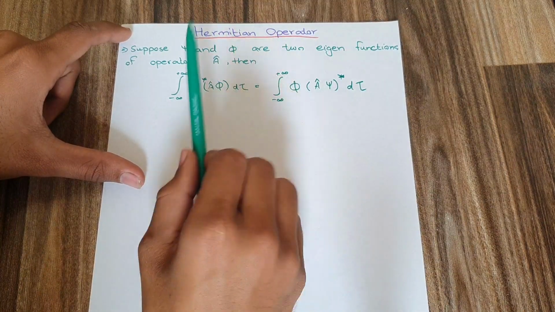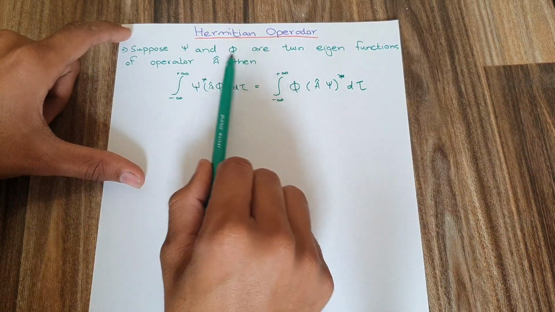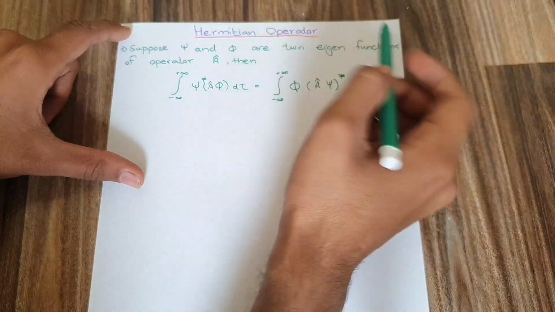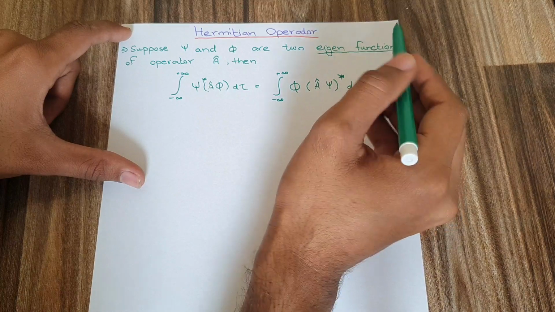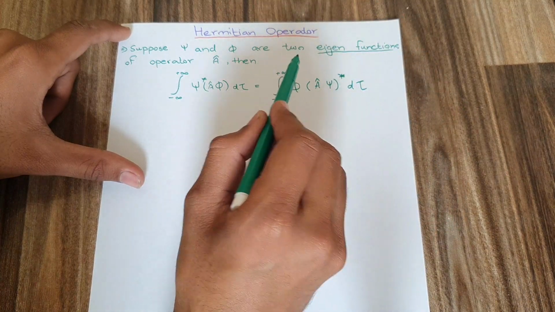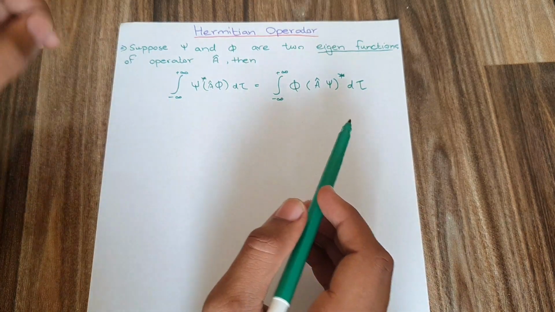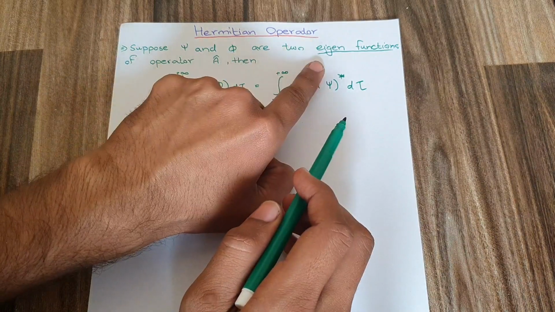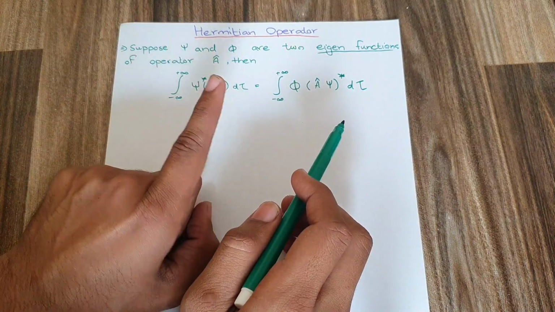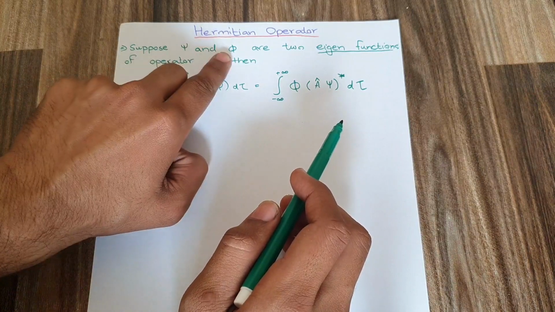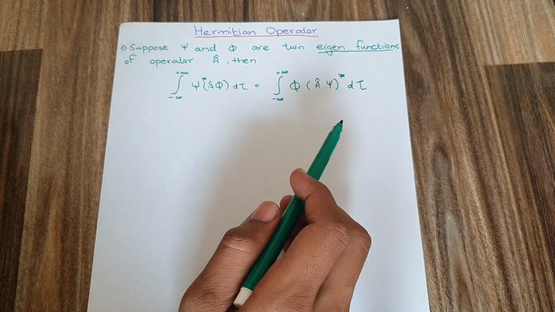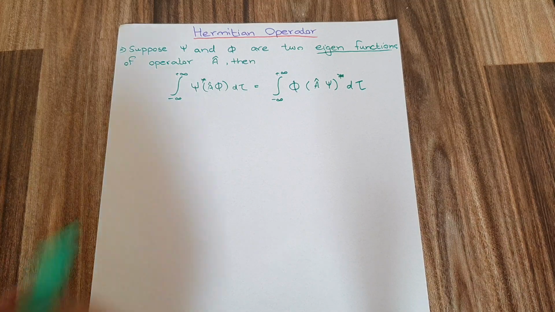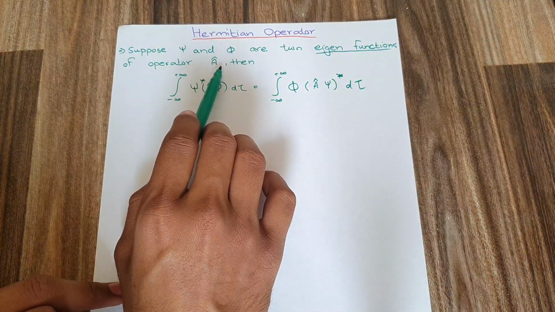First of all, you need to consider two functions, psi and phi, and note that these two functions are eigenfunctions. Eigenfunctions are functions that are repeated after the operator is applied on them. So I am repeating: psi and phi are two eigenfunctions. When I apply an operator on psi or phi, the same function repeats in the result. That is the definition of an eigenfunction. So I have two functions, psi and phi, on which an operator A is applied.